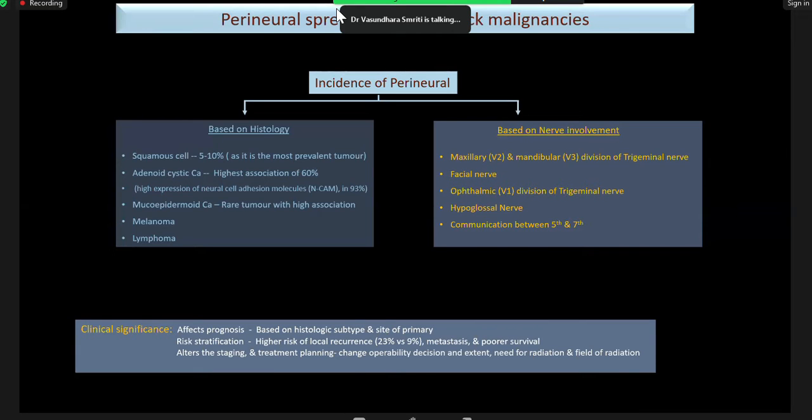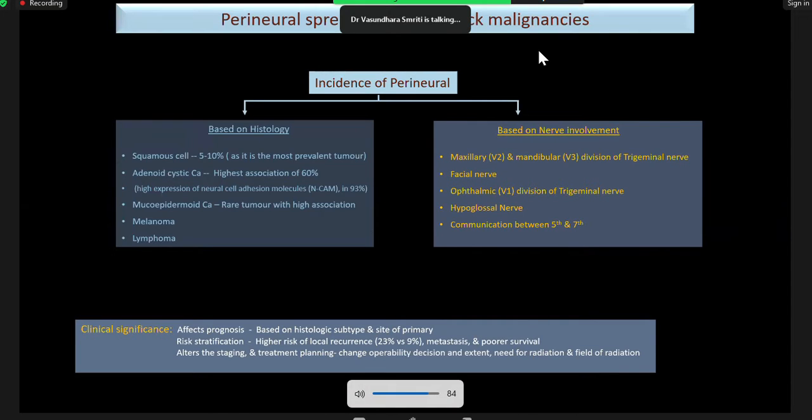Adenoid cystic has a very high association of perineural spread because of some nerve cell adhesion molecules, and about 60% of adenoid cystic carcinomas have perineural spread. So the moment we get an adenoid cystic carcinoma on histopathology, we are very, very particular to hunt for perineural spread in our scans.